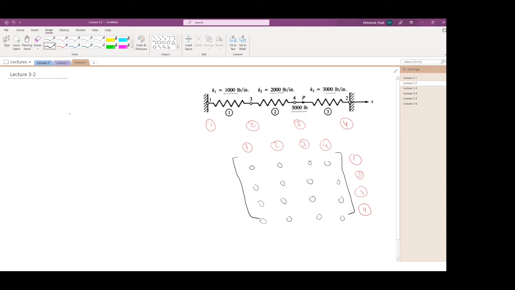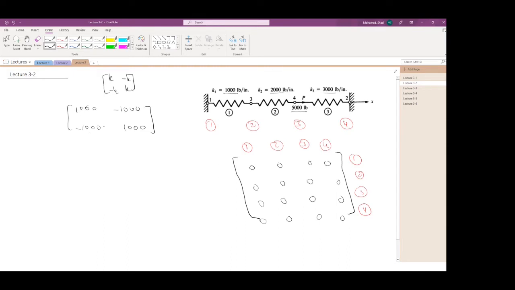So for the first spring, we have 1000, minus 1000. I remember you have the stiffness for the spring to be K, minus K, minus K and K. So for the first spring, 1000 is the stiffness. So this is 1000, 1000. If you look into the second spring, this is 2000.